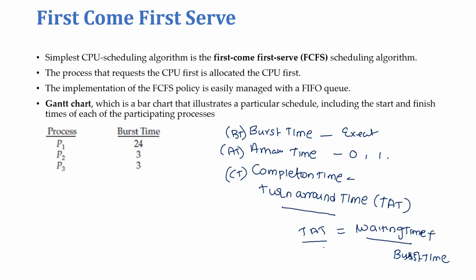We can consider that we are going to the bank. You are a process, and your work will complete within half an hour. That is your burst time. Your work is only 30 minutes. You went to the bank at 10 a.m. and reached the bank. That is the arrival time.